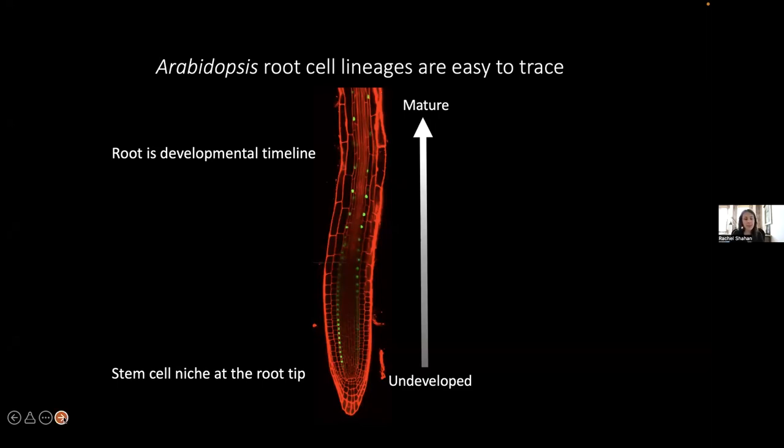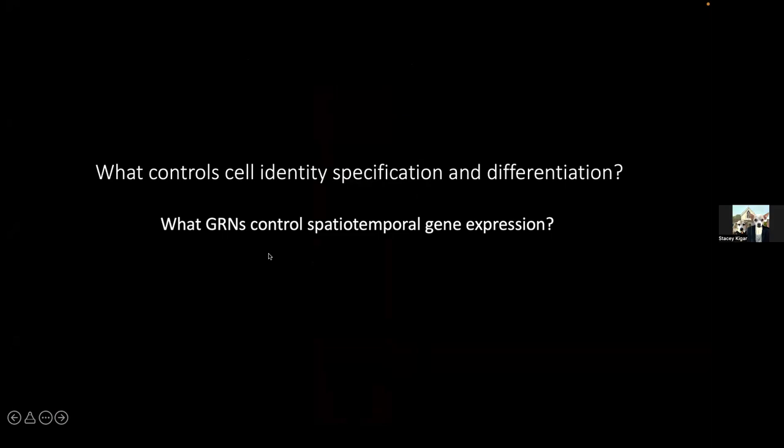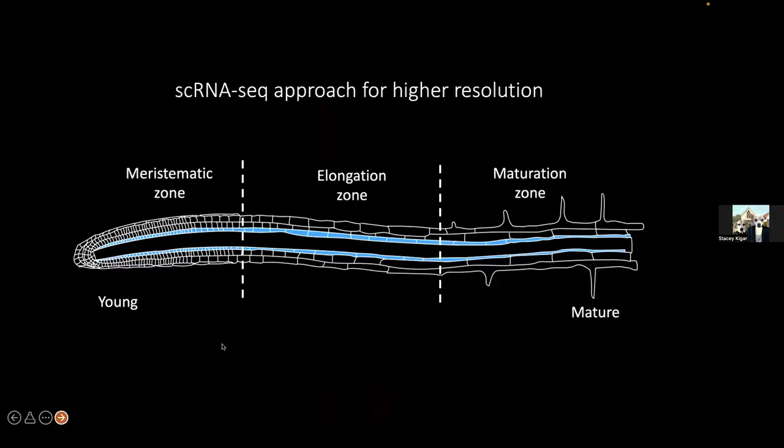So for me, the question as a postdoc and moving on, what I'm most interested in is what controls cell identity specification and differentiation? And most specifically, I'm interested in this on a transcriptional level. So what gene regulatory networks control spatiotemporal gene expression? So when I first joined my postdoc lab a few years ago, this is really when single cell RNA sequencing was first coming on the scene. So I thought this was a fantastic opportunity for my interest to really look at how differentiation, how developmental trajectories change over time in much higher resolution.